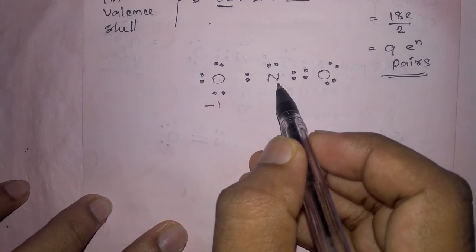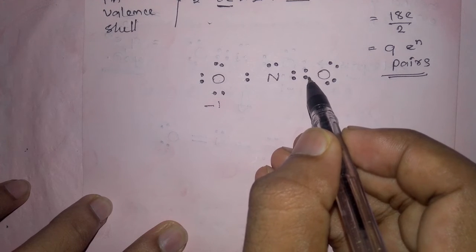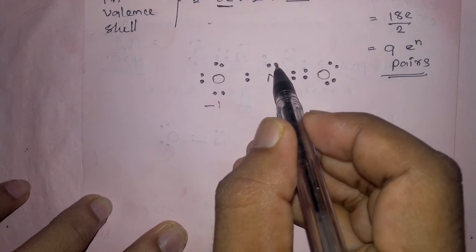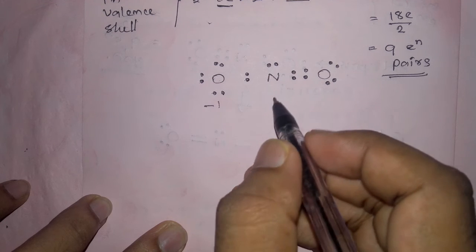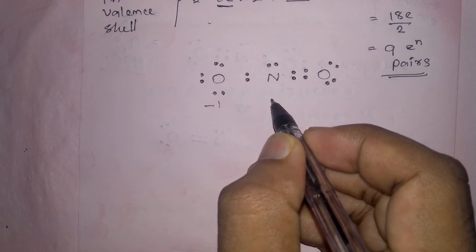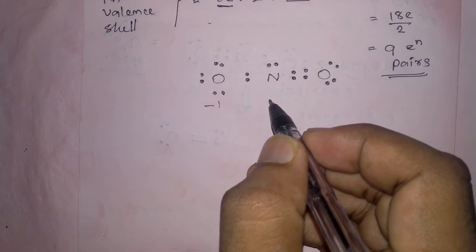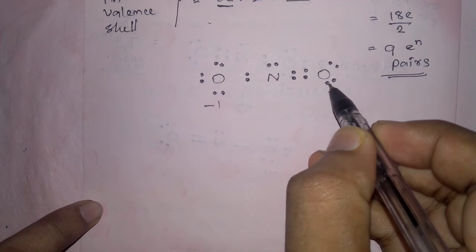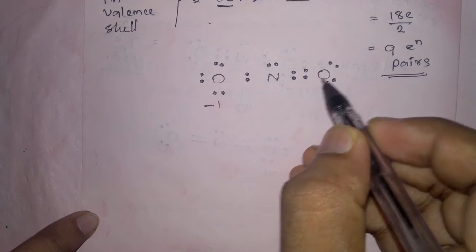And think about this nitrogen. 1 electron from this side, then 2 electrons from this side, and there are 2 electrons here. Altogether there are 5 electrons in the valence shell of nitrogen. So it has no formal charge because the electron amount in the valence shell has not changed. Think about this oxygen as well. 1, 2, 3, 4, 5, 6. It has 6 electrons in the valence shell.